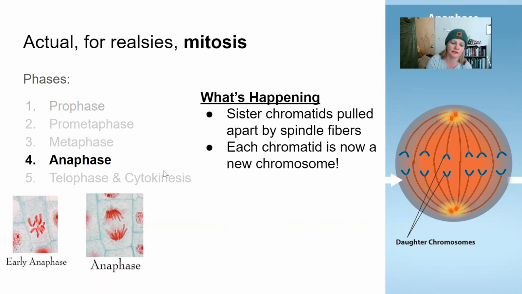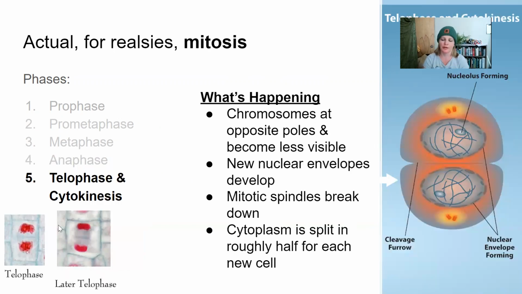Okay, this is what this looks like under the microscope. So we did prophase, metaphase, anaphase. Now we're going to get to telophase. What's happening here is that our chromosomes have arrived at the poles of the new cells. We're going to start building back our nuclear envelope, and we're going to get rid of those mitotic spindles. We don't need those anymore.